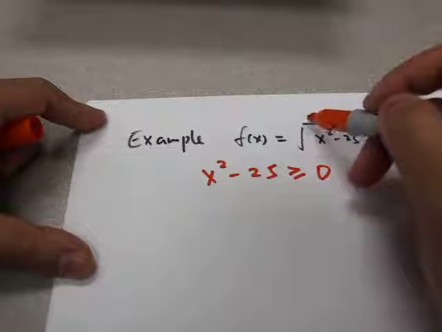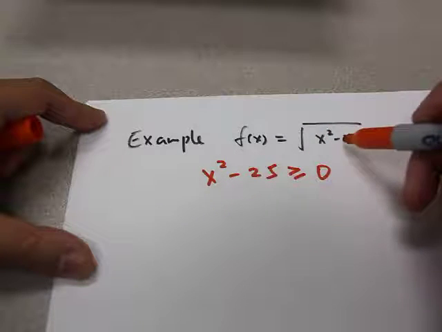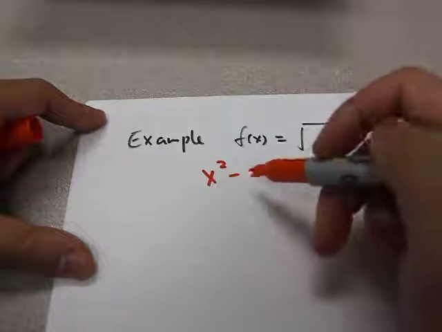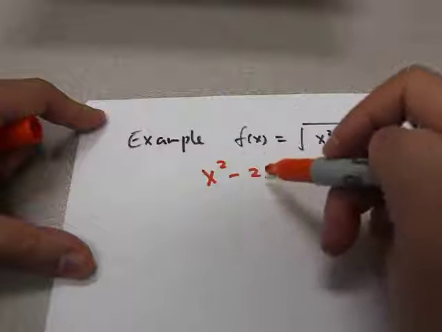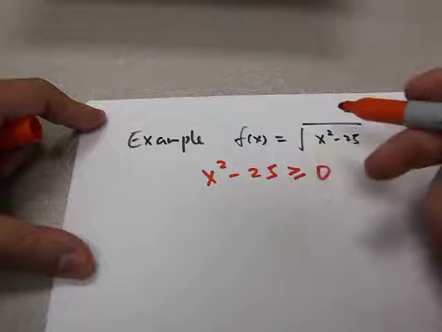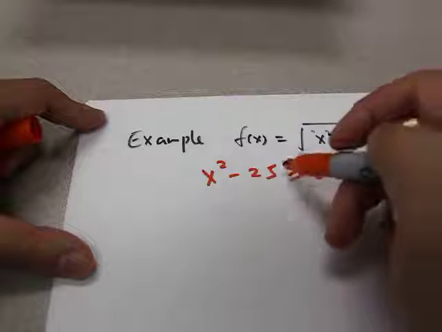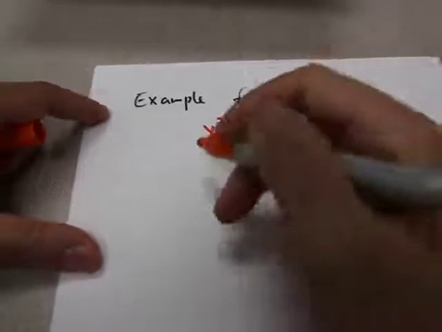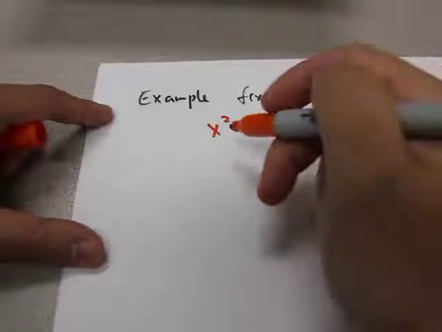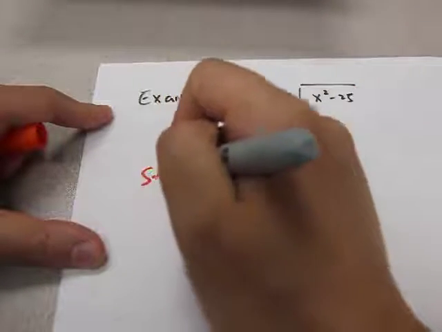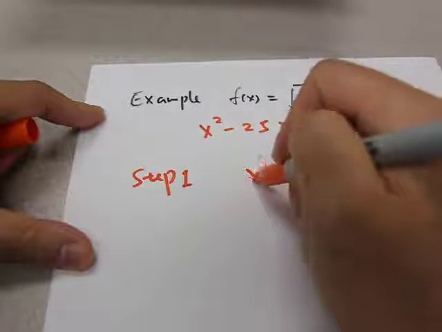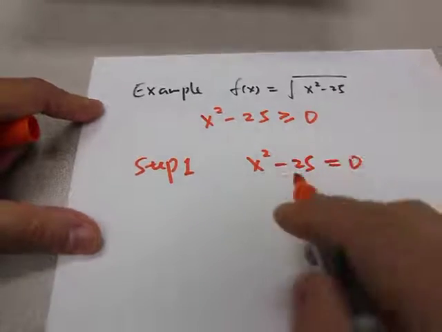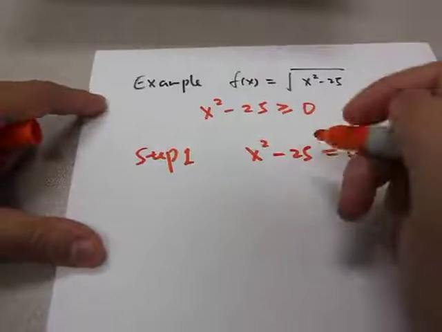because since this is an even root, if the inside is a negative number, then this whole thing will be undefined. So that's why we want x squared minus 25 to be non-negative. And to be non-negative means we want this to be greater than or equal to 0. Okay, so to solve this type of inequality, first, instead of solving this inequality, we solve for this equation, x squared minus 25.